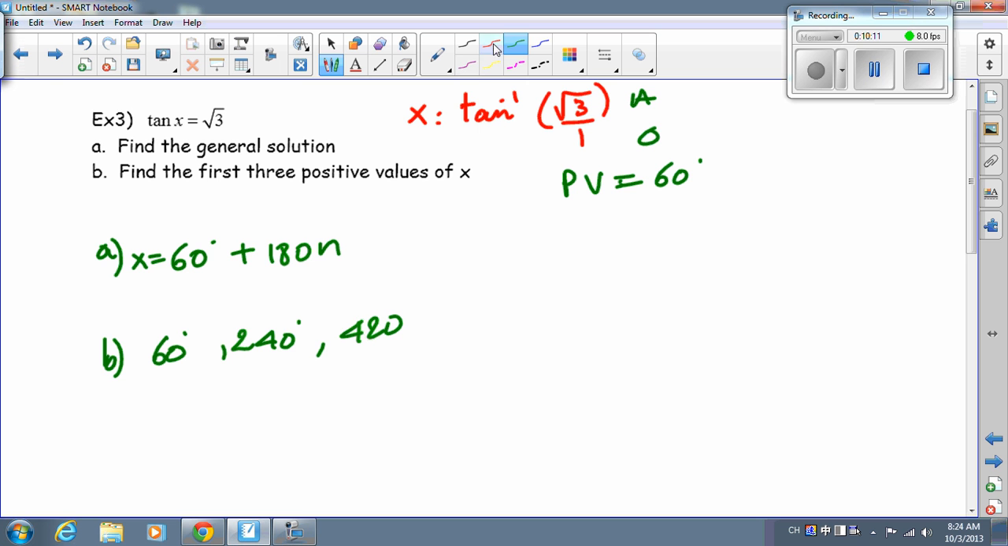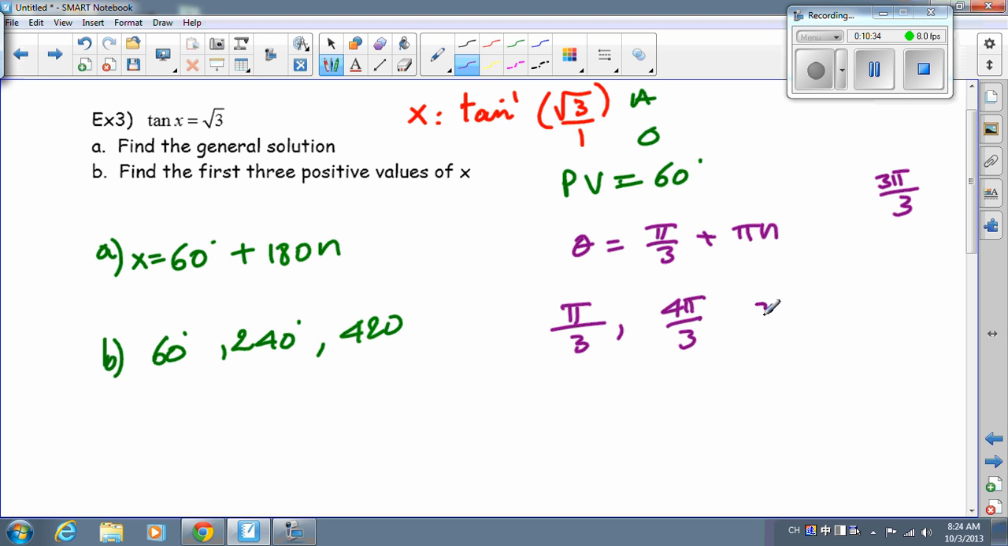What if I say that you should solve it in radians? Usually I say theta is equal to pi over 3 plus pi n. And the first solution would have been pi over 3, followed by 4 pi over 3. If you keep adding pi to it, pi is actually 3 pi over 3. And if you add another 3 pi over 3 to this, you get 7 pi over 3.